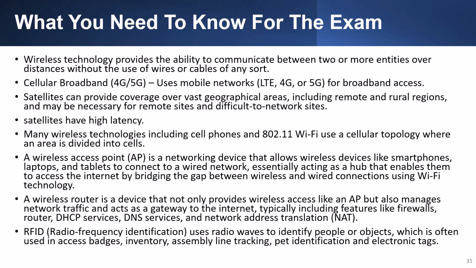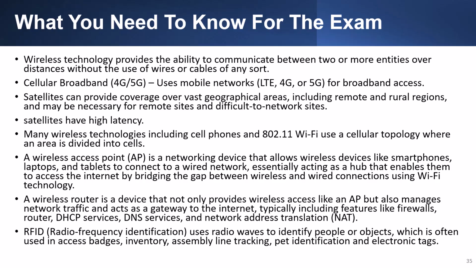In summary, wireless technology provides the ability to communicate between two or more entities over distances without the use of wires or cables of any sort. Cellular broadband, such as 4G and 5G, uses mobile networks for broadband access. Satellites can provide coverage over vast geographical areas, including remote and rural regions, and may be necessary for remote sites and difficult to network sites. Satellites have high latency. Many wireless technologies, including cell phones and 802.11 Wi-Fi, use a cellular topology where an area is divided into cells.